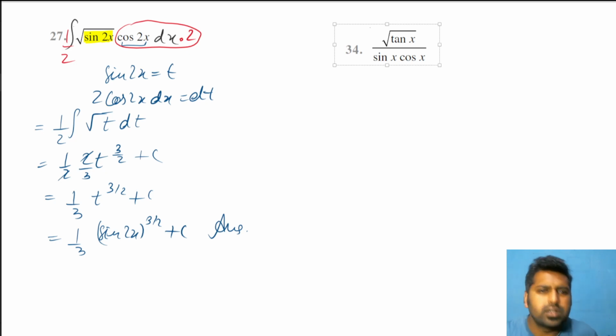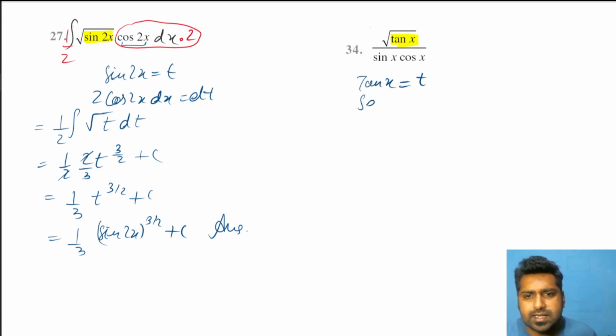Of course, this is weird. The denominator can be, but the square root is there. So select that. What is present inside that square root? Tan x. So tan x as t. The problem is sec square x dx is dt, which is not here.